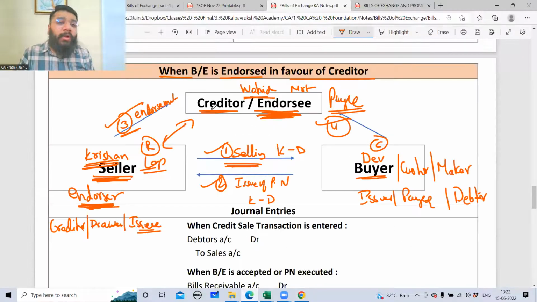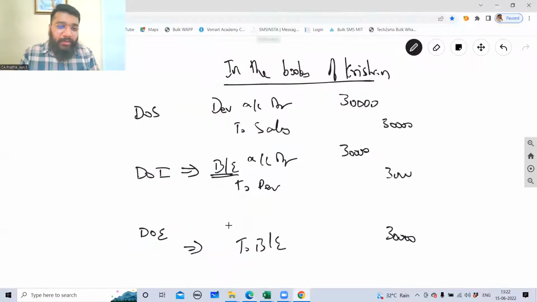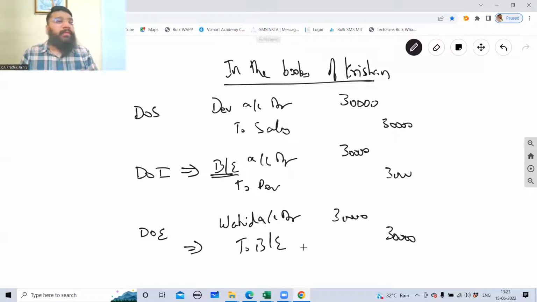This asset is going out for what? Can I say this has gone to settle my creditor? I'm settling my creditor. I'm reducing my creditor's balance. To reduce my creditor, to reduce my liability, should I give a debit or credit? So here debit will be the creditor. The creditor is Wahid. So Wahid account debit 30,000 to bills of exchange. Because already Wahid is in credit.